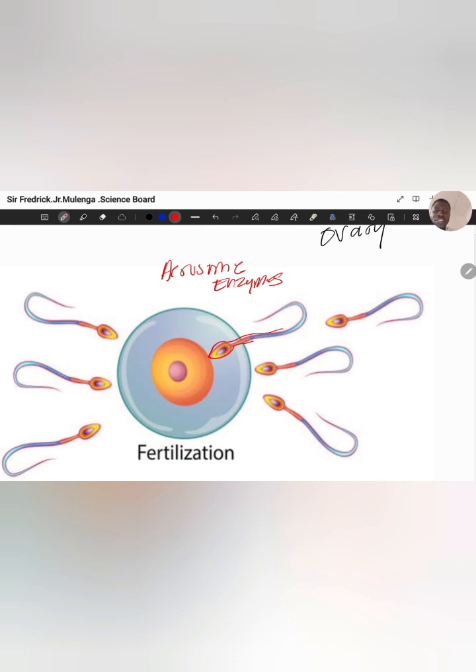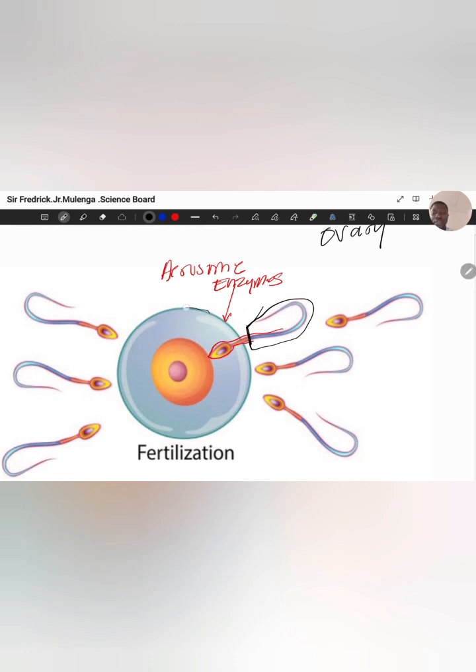So these enzymes dissolve the vitelline wall of the ovum. When they dissolve it, the sperm penetrates inside. Once it penetrates inside, the tail of the sperm cuts itself off and goes away. No job. The job of the tail finishes there immediately. It enters inside the ovum.